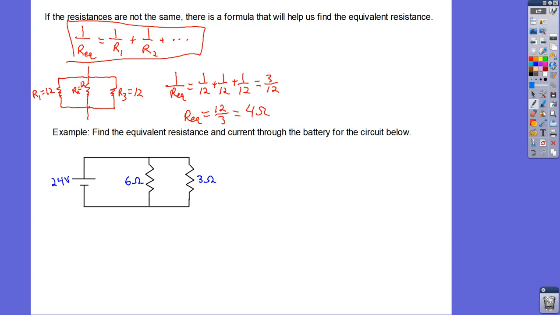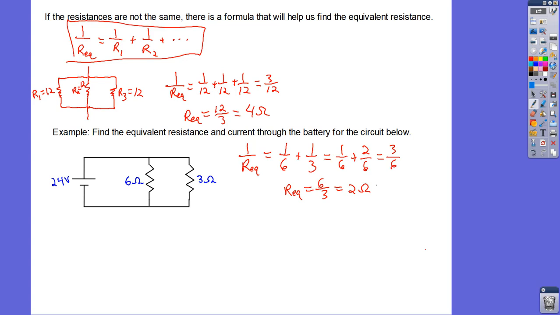So now let's apply that to this circuit below. Now we have 2 resistors that are not the same. So to find the equivalent, we're going to take 1 over 6 plus 1 over 3, and got to remember our fraction rules. Our common denominator is going to be 6, so we'll have 1 over 6 plus 2 over 6 equals 3 over 6. So the equivalent resistance is equal to 6 over 3, or 2 ohms.